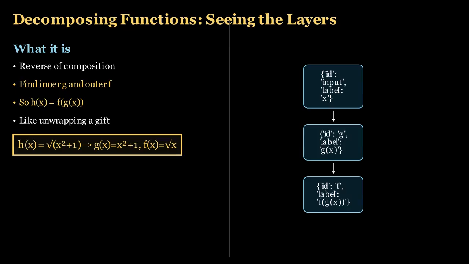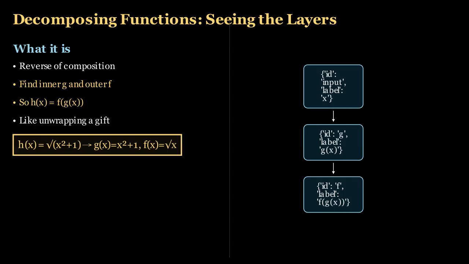Think of it like unwrapping a gift. The final wrapped present is h. You peel off the outer wrapping to find f, and inside that you find the core gift, which is g. There is almost always more than one correct way to unwrap it, and that is perfectly fine.